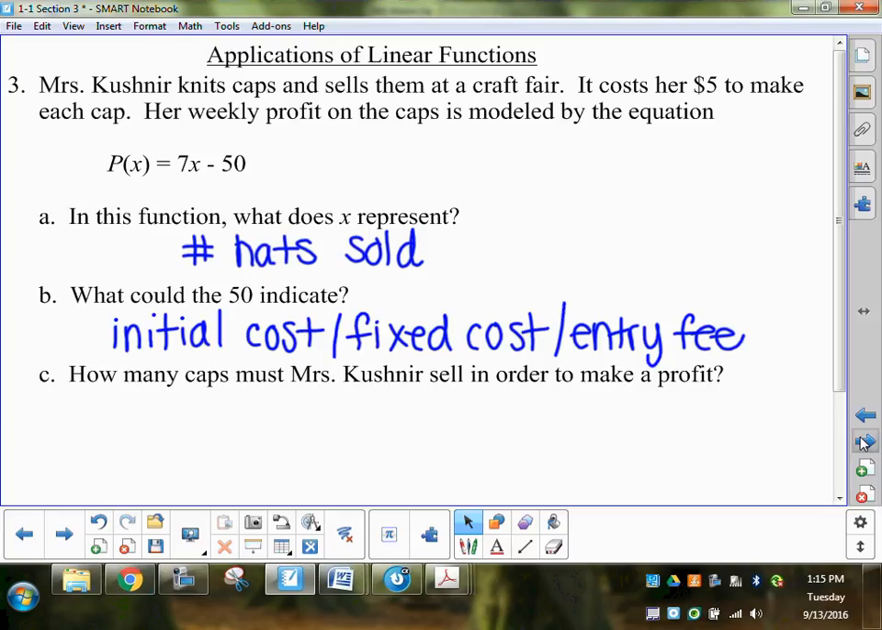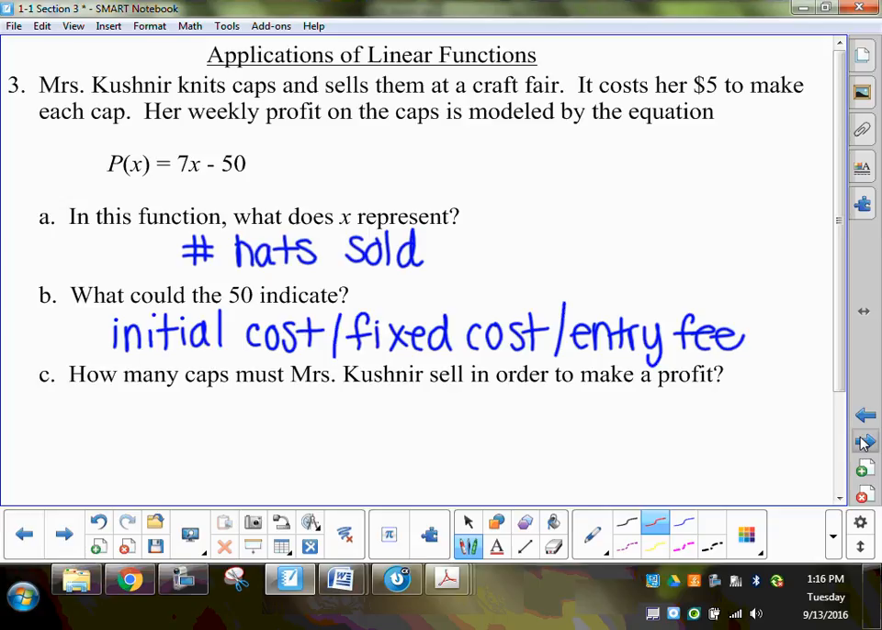And you have to think sort of bigger picture. Now, here's another one. How many hats must this person sell in order to make a profit? How can we go through and figure out what we would have to do for that? We need to find out what our break-even point is.